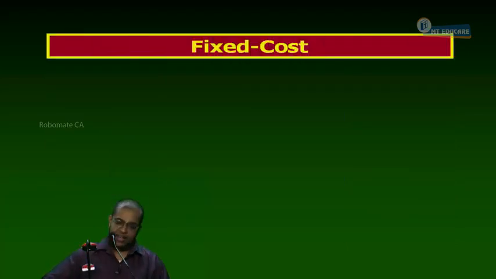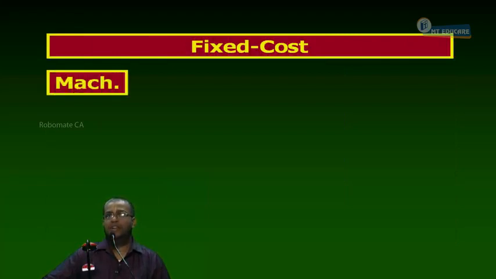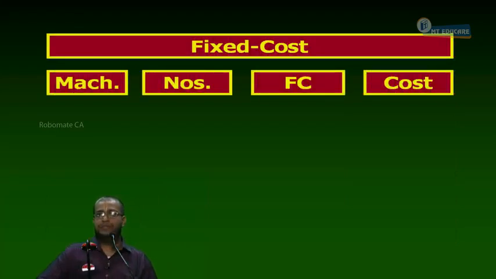Fixed cost, underline that. Okay. The fixed cost is machine rent. Fixed cost is what? Machine rent. Okay. Machine rent is the fixed cost. Okay, can I start?